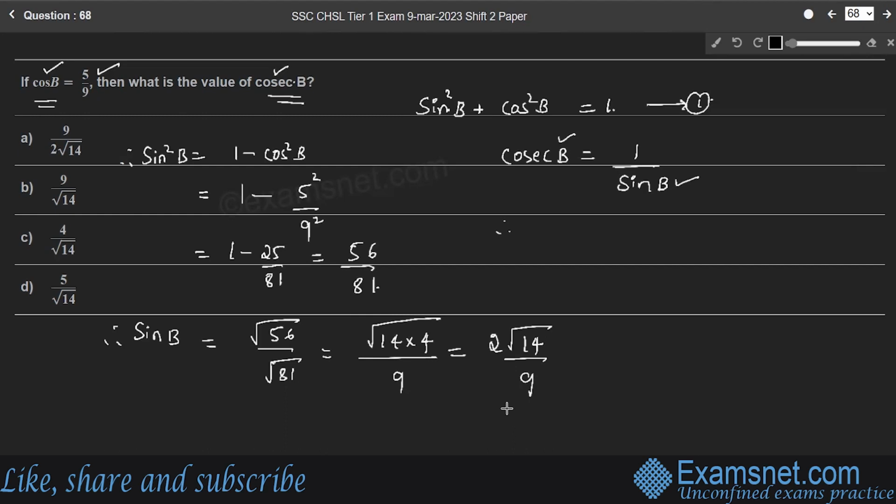Therefore, cosecant B. So, cosec B is equal to 1 by 2 root 14 by 9, or it is 9 by 2 root 14. Cosecant B is 9 by 2 root 14. Option A is the right answer.